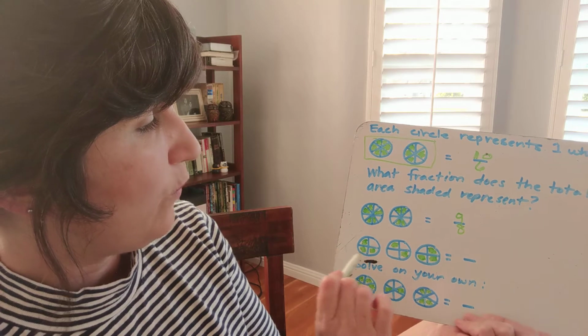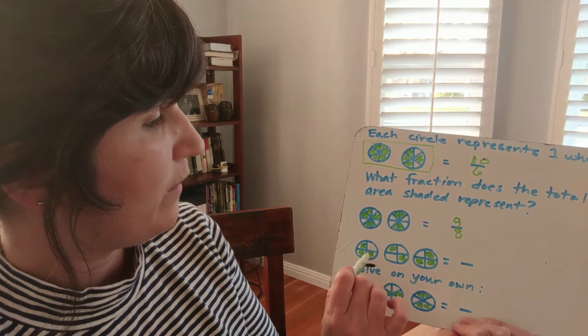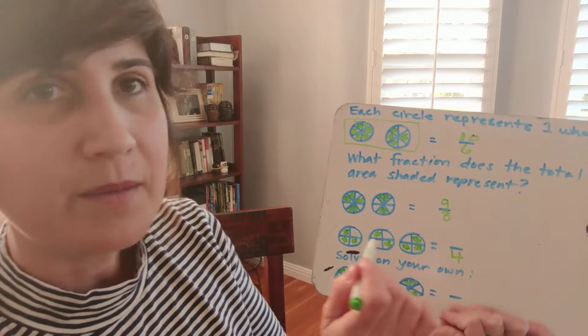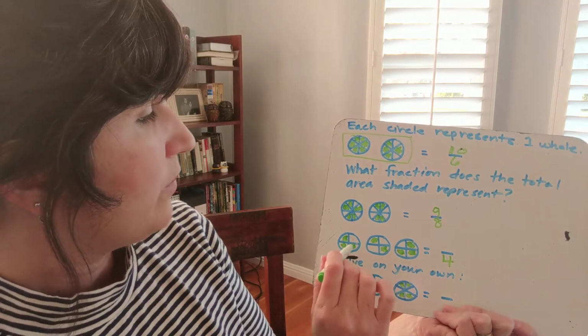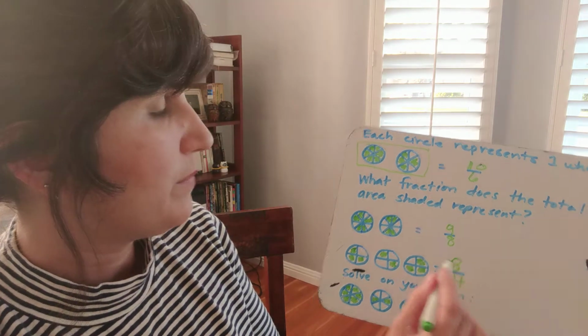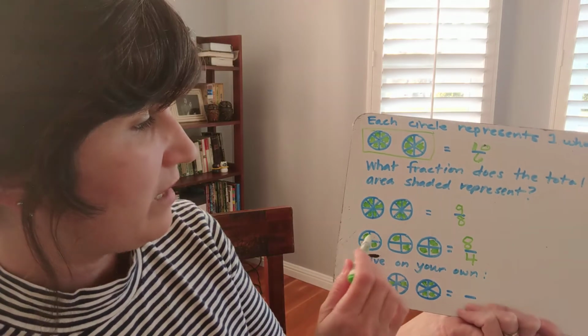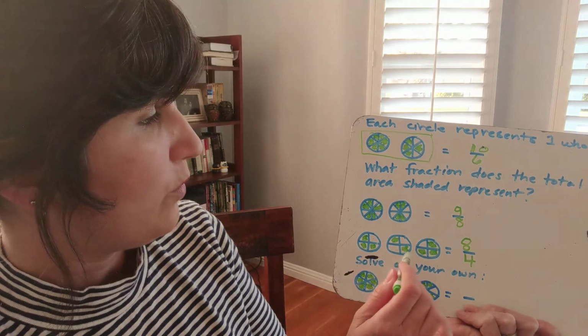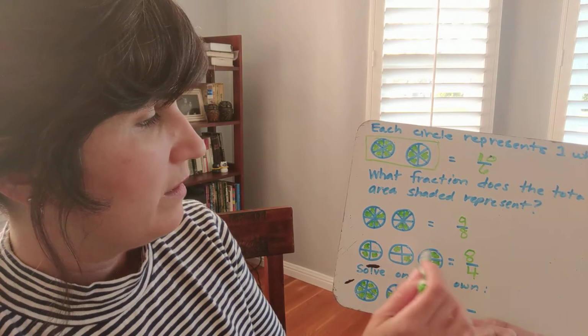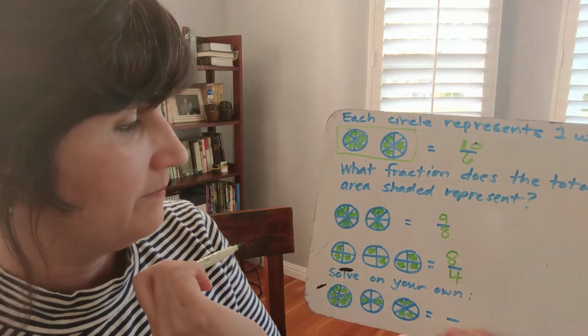This one shows fourths. I see there are 1, 2, 3, 4 spaces, and that would be my denominator. 1, 2, 3, 4, 5, 6, 7, 8. 8 of those spaces are shaded. So that would actually equal a total of 2. If I was to move this piece here and this piece here, 2 of these circles were completely shaded.